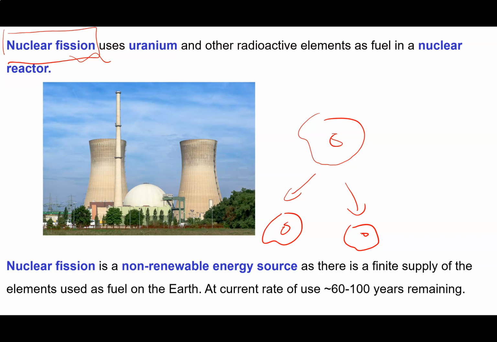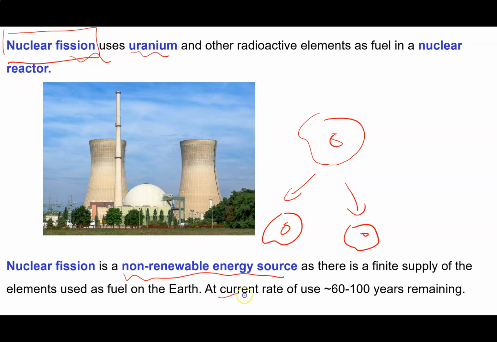So in a nuclear reactor, we're conducting nuclear fission, normally of uranium. We're breaking uranium atoms into multiple fragments. This is done in a hopefully controlled manner inside a nuclear reactor. Now, nuclear fission is also a non-renewable energy source because there's only a certain amount of these nuclear fuels on our planet, and once we use them up, they're gone.